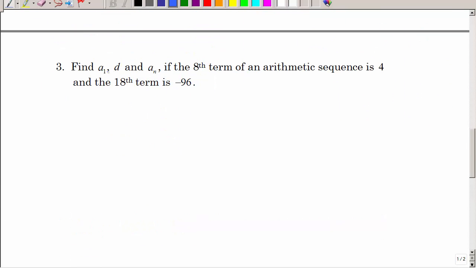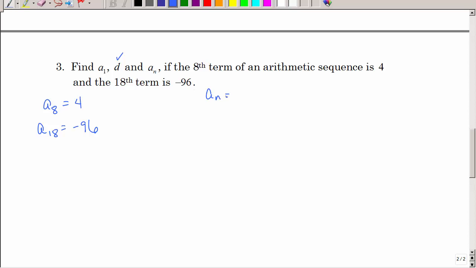This one's a little bit tougher maybe. We want to find the first term, the common difference, and the nth term, if the 8th term is 4 and the 18th term is negative 96. Wow. So it says the 8th term is 4, but the 18th term is negative 96. Well, that doesn't tell me d. It doesn't tell me a whole bunch. So I need to kind of work backwards.